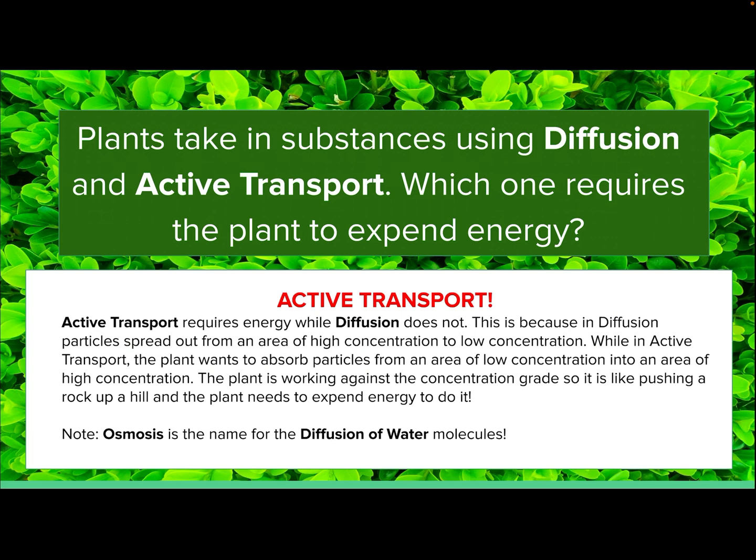This is because in diffusion, particles spread out from an area of high concentration to low concentration. While in active transport, the plant wants to absorb particles from an area of low concentration into an area of high concentration, so they have to put in energy. It's like pushing a rock up a hill. The plant is working against the concentration gradient, and it needs to expend energy to do it, okay?